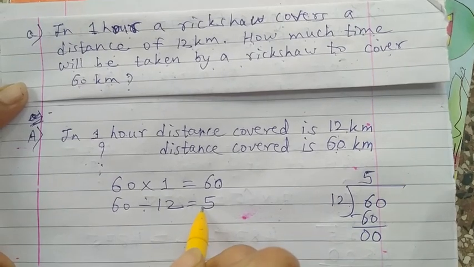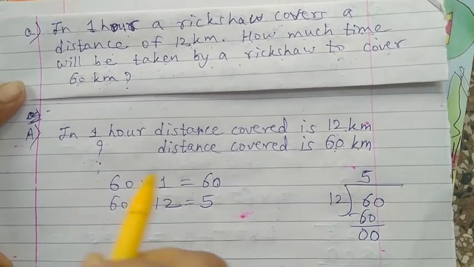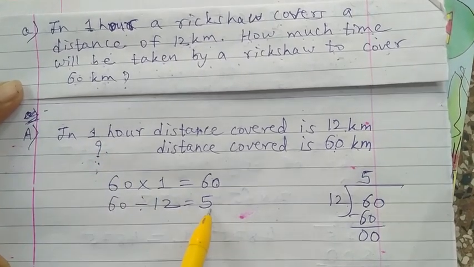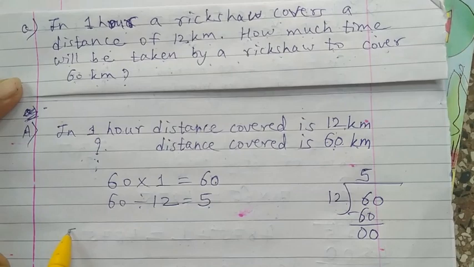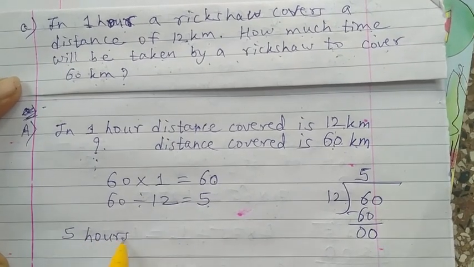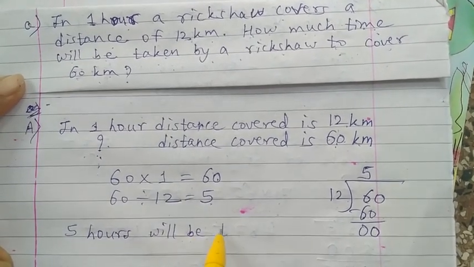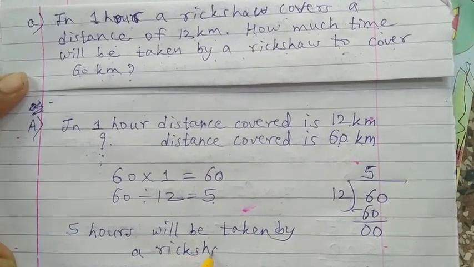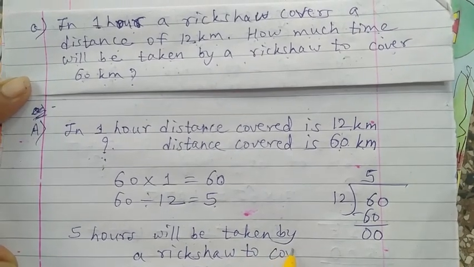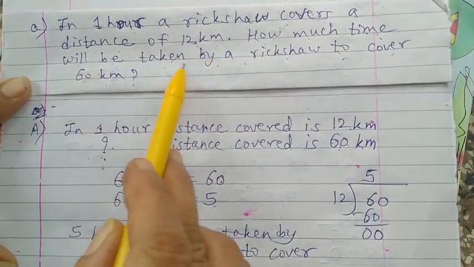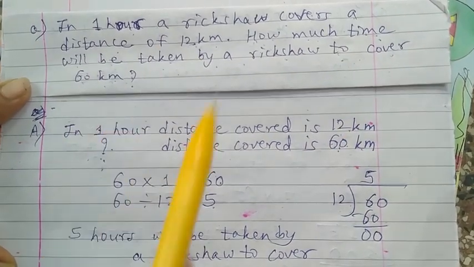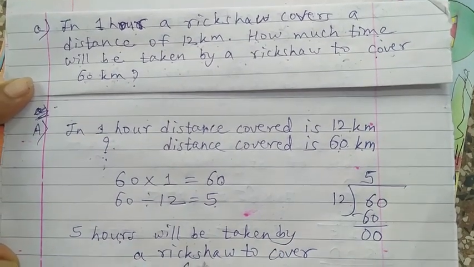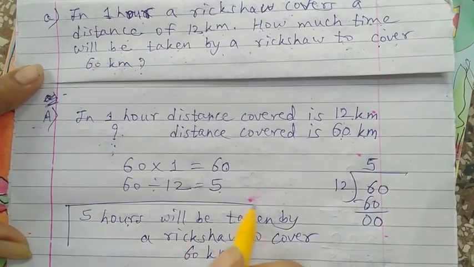Now what will be 5? Kilometers or hours? It has to be hours because I am finding the time and time is in hours here. So 5 hours will be taken by a rickshaw to cover 60 kilometers. Here it is asked how much time will be taken by the rickshaw to cover 60 kilometers. So 5 hours will be taken by the rickshaw to cover 60 kilometers. This is my final answer.